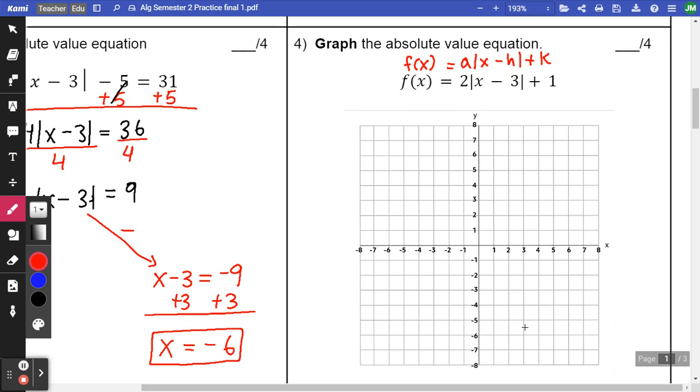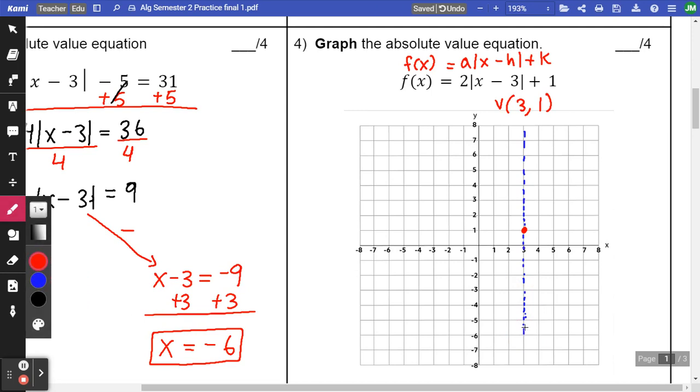Our vertex is the starting point of where we begin this function, and that's going to be located at the opposite of h, which in this case, opposite of negative 3, happens to be positive 3, and k. So this coordinate point located at 3, 1 is where I begin. And remember that we also have our axis of symmetry that passes vertically through the vertex. This is going to become important later on after we get the values left of this point.